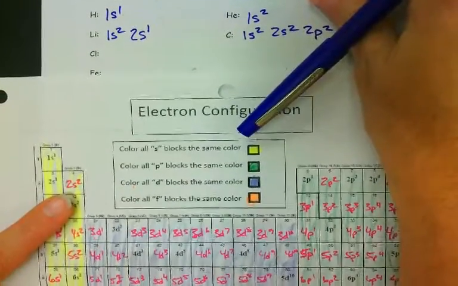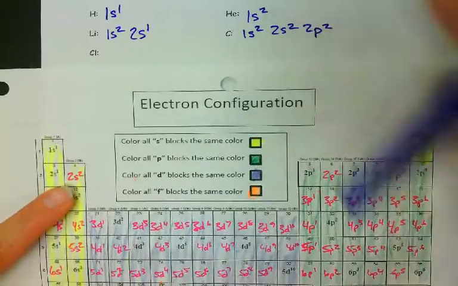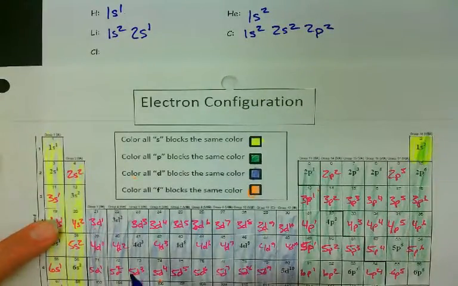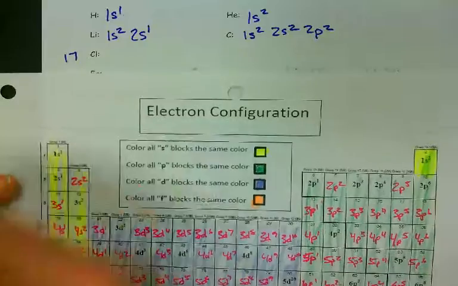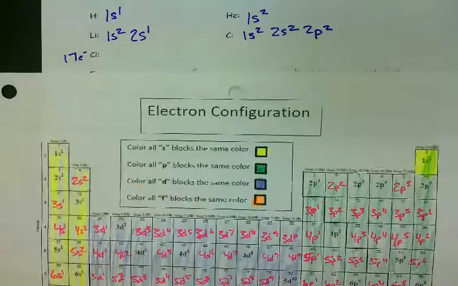Alright. So then we're moving on to chlorine. Okay? So chlorine is what number? We said it was 17, right? So there should be 17 electrons when we add this up.